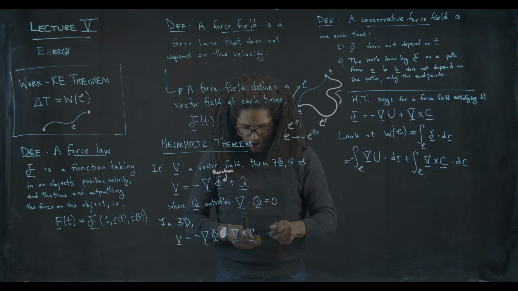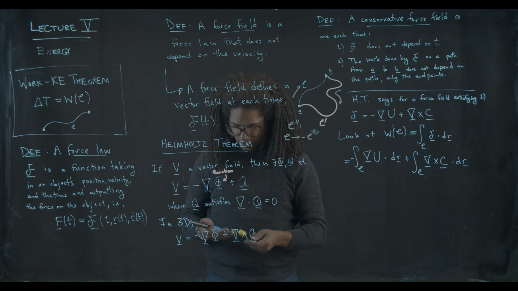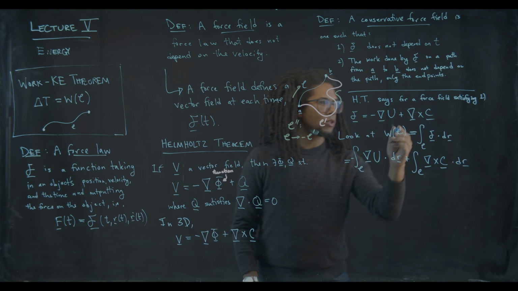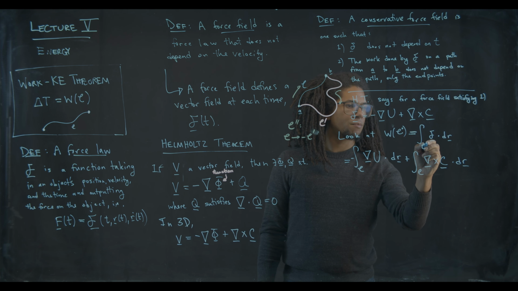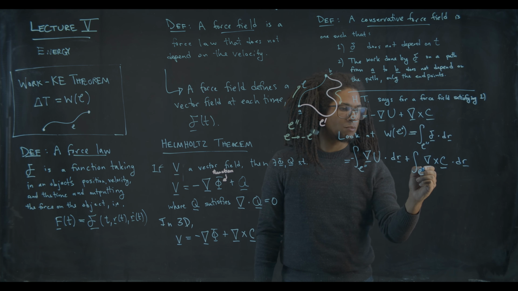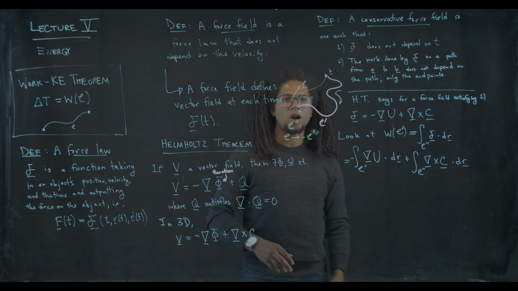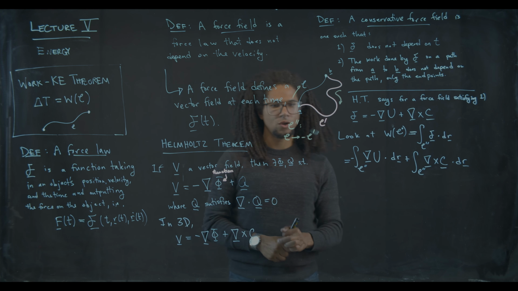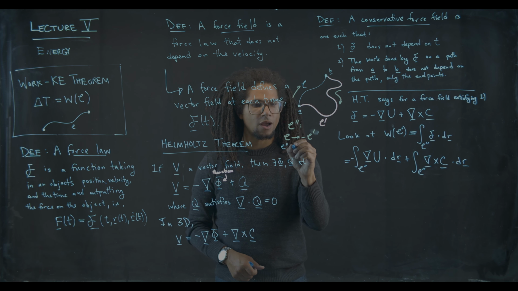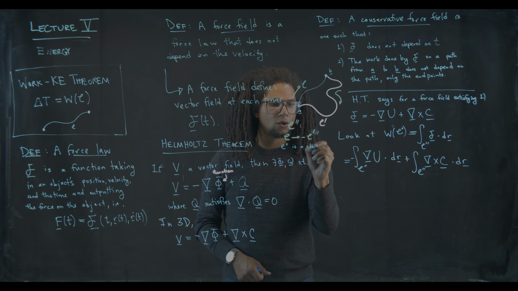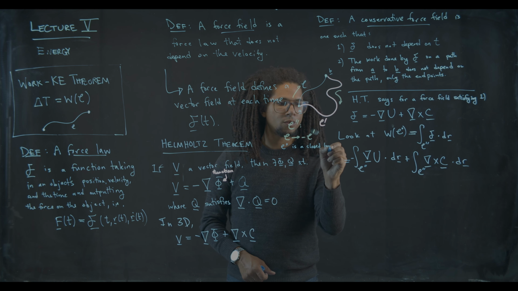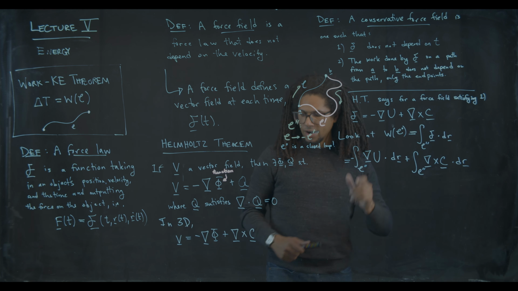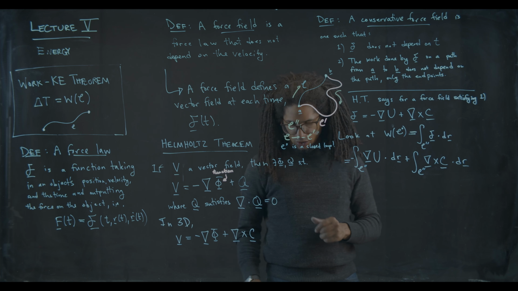Okay, so I actually want to do all of this not along C, my original C, but along C double prime, because C double prime has a really important property. C double prime is a closed loop. Okay, so note C double prime is a closed loop. And that's super important for what we're going to do now.